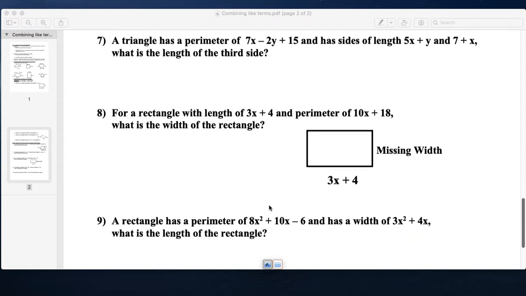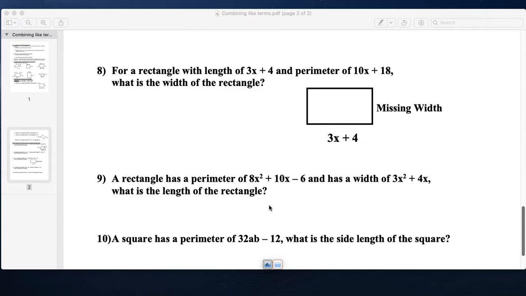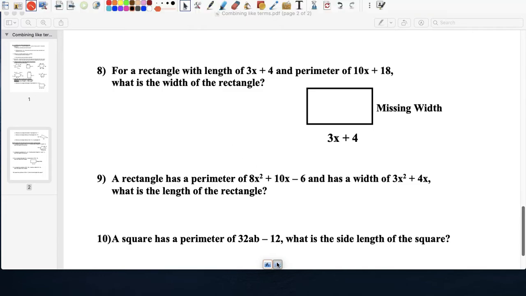What is this? Number 8. A rectangle has a perimeter. Okay, a little bit trickier. Same idea. I know this is 3x plus 4, so I know this is 3x plus 4. So they're asking what is the other missing side.